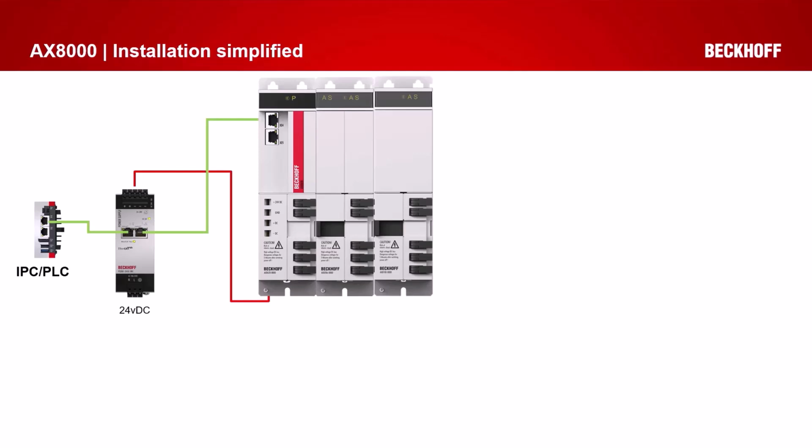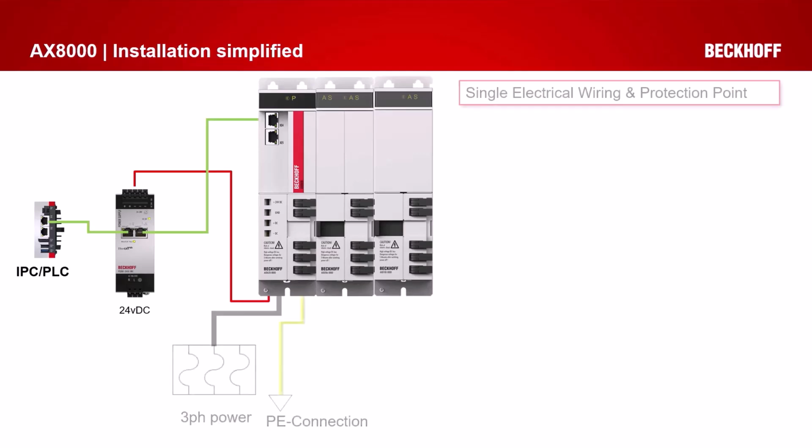Now, this is important. There's a single point for the electrical protection. This is one fuse that goes right into the drive. We have internal filters in the drive, so you have to use a fuse with that. It saves you money by not needing a mains filter or a mains choke in the application.